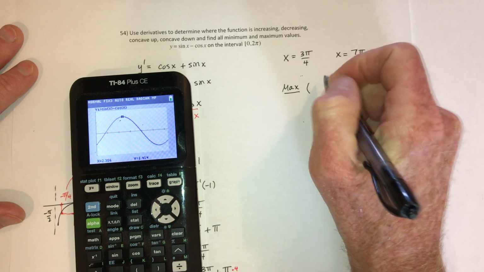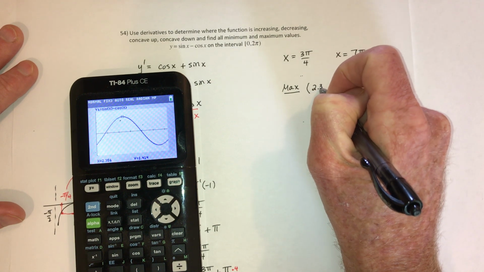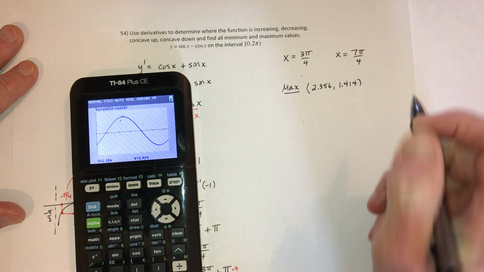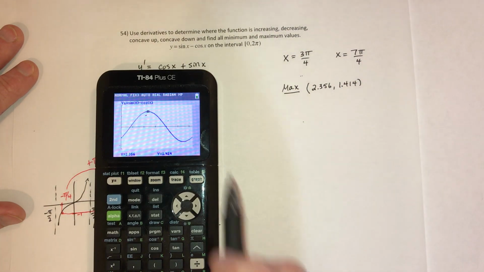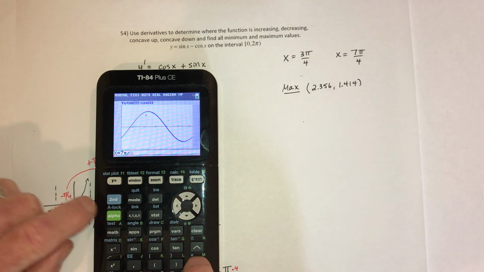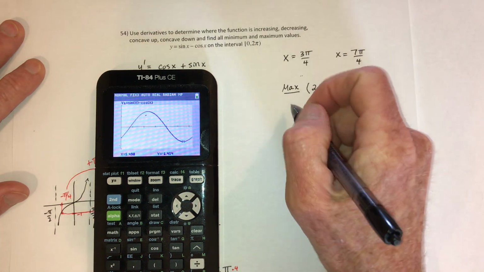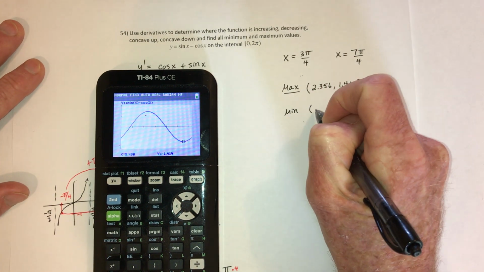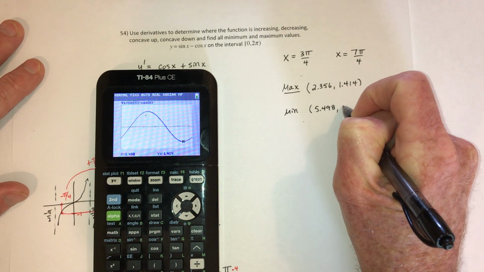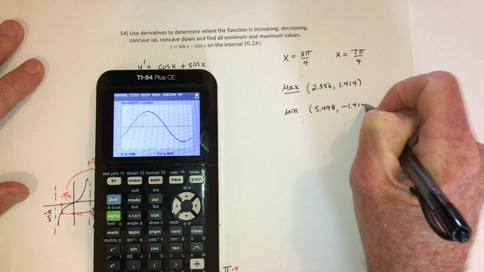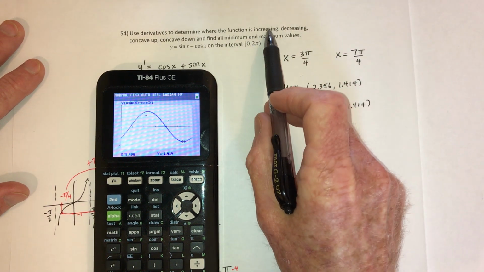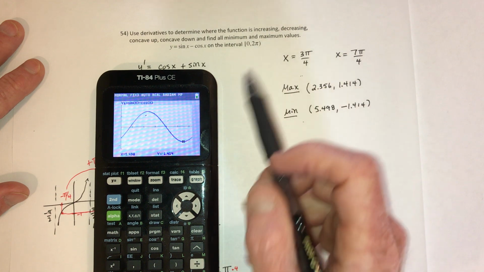So there's a maximum point at 2.356, comma 1.414. And then for the minimum point, that should be the 7 pi over 4. So the minimum is at 5.498, comma, negative 1.414. So the minimum, the maximum, we still need to do increasing and decreasing.